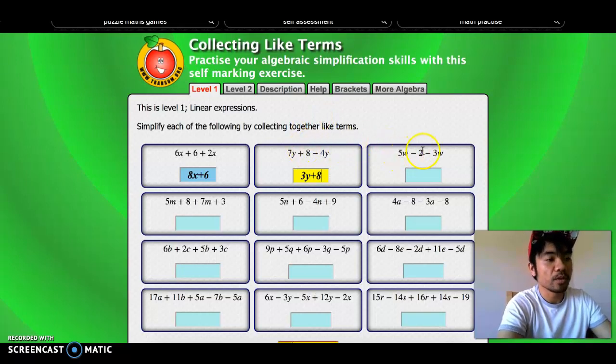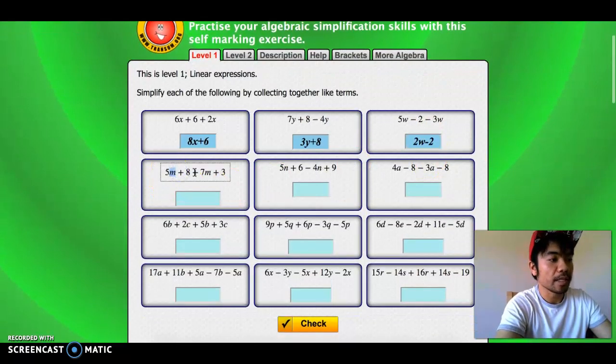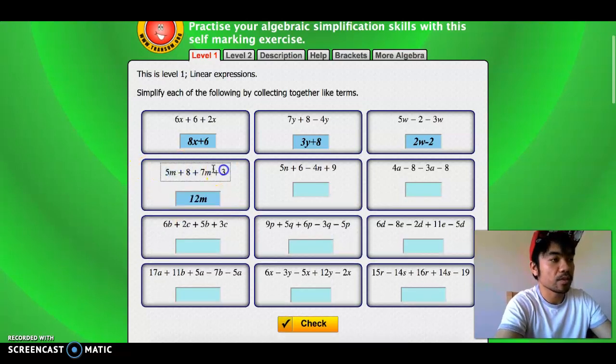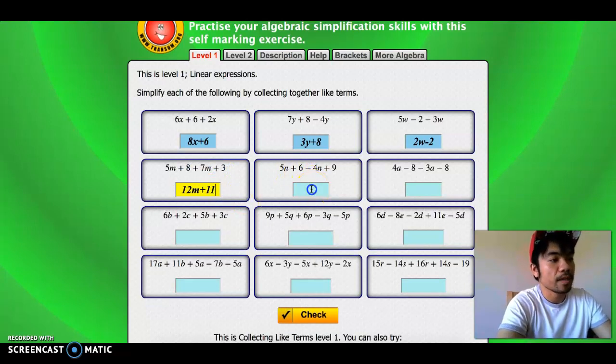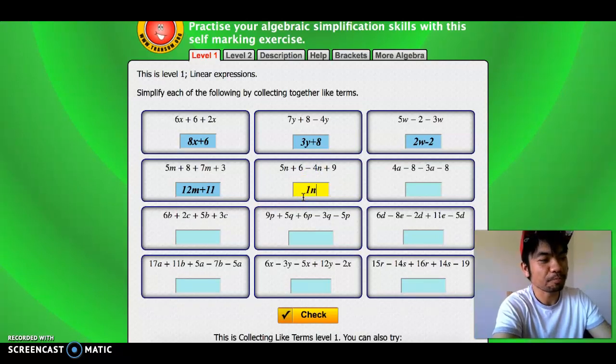This one, 4w minus 3w is 1w, and then negative 2. Make sure you put the negative 2 in the answer. Now this one, 5m plus 7m is 12m. Positive 8 plus 3 is actually positive 11. This one, now there's a negative, so just be careful. 5n minus 4n is actually 1n. You could put 1n, but we don't really write it, so let's just put n.